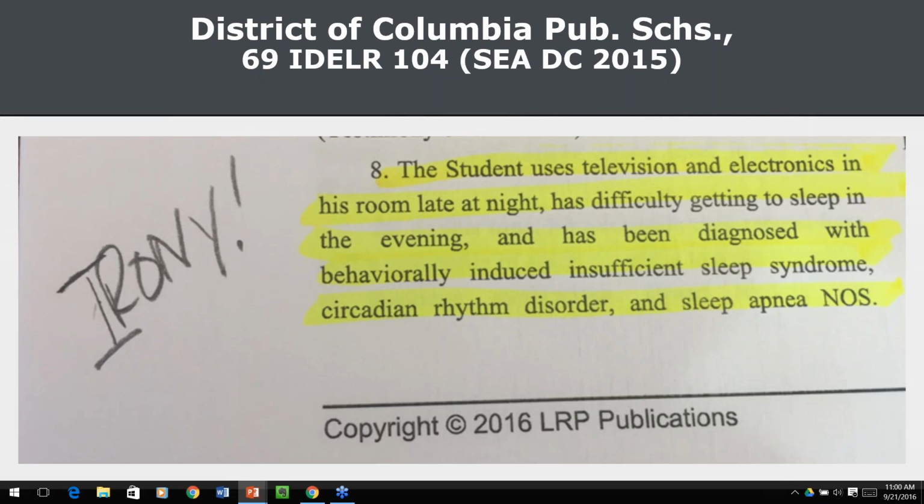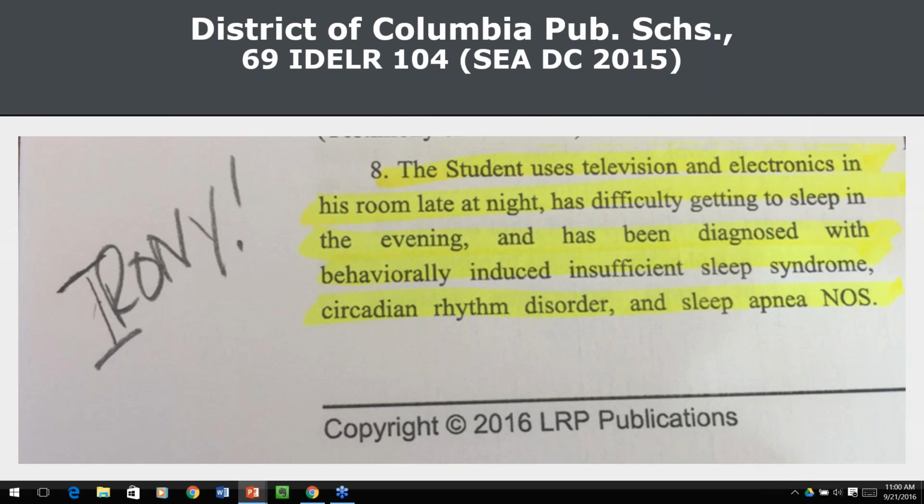But I love this. In the case itself, it says, the student uses television and electronics in his room late at night. He has difficulty getting to sleep in the evening and has been diagnosed with behaviorally induced insufficient sleep syndrome, circadian rhythm disorder, and sleep apnea, NOS. What that tells me is the kid is on his phone all night, and that's hurting him educationally, not helping him. And I just found it ironic that, of course, the parent is suing to give us more tech for this kid when tech is hurting this kid.